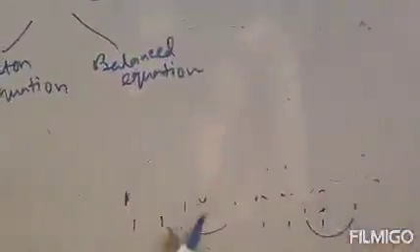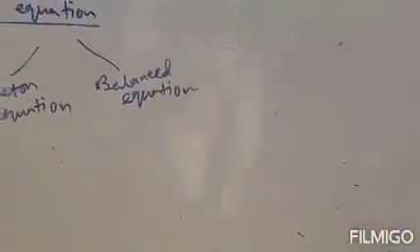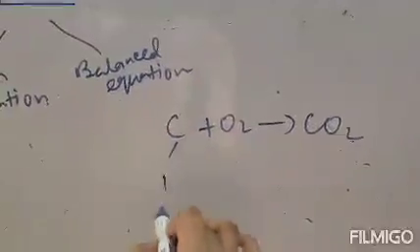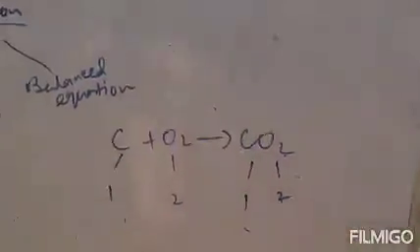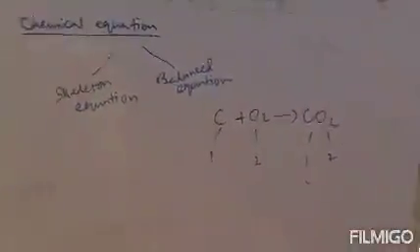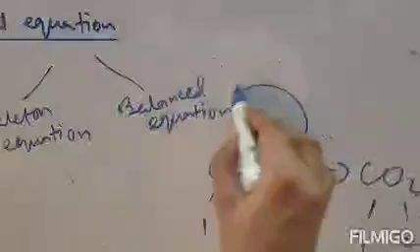Now what is a balanced equation? A balanced equation is just the reverse of a skeleton equation. That means the number of atoms on the reactant side and the number of atoms on the product side will be equal. That will be your balanced equation. For example, C plus O2 gives CO2 was your balanced equation because carbon is 1, oxygen is 2. Here also carbon is 1, oxygen is 2. Therefore the number of atoms on the reactant side and the product side is equal. Therefore it is your balanced equation.